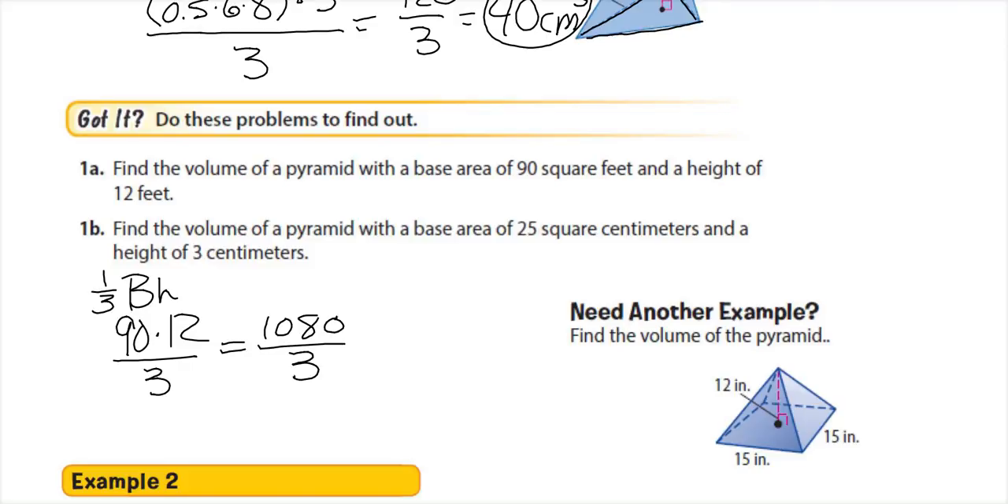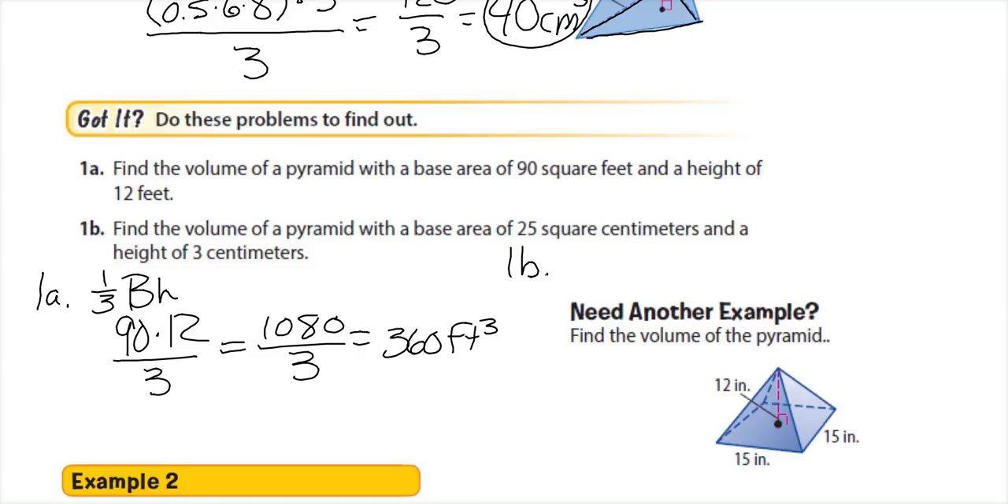And then we're going to divide that by 3. And that gives us 360. And that's in feet, so in cubic feet. All right. Okay, now that I did that one, try letter B. Go ahead and try letter B. I'll put 1A out here to the side. Let's do 1B right here, maybe.